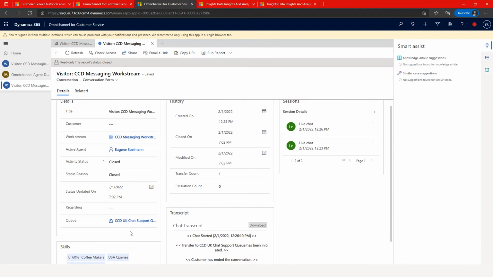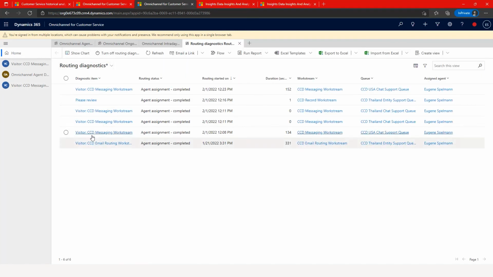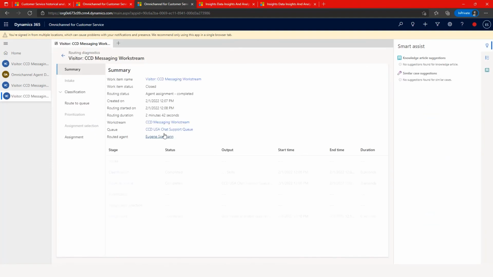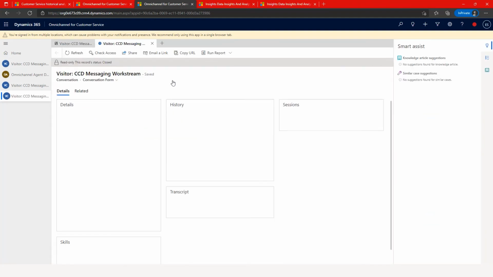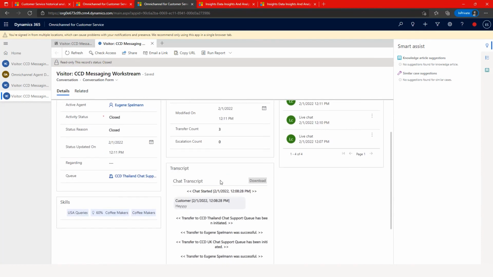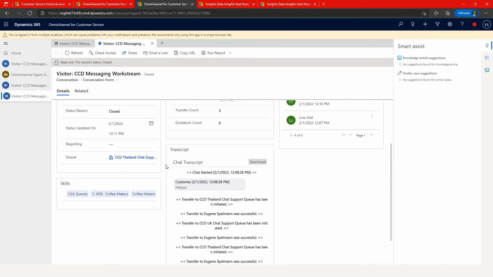Now, there needs to be some changes in the route to queue rule for such conversations. That's one. Let's say I investigate a few more things over here. If I open another conversation which got transferred in this time frame, I see that this conversation has been transferred 3 times. Earlier, it came to USA queue, then it went to Thailand queue, then again went to UK queue, and there are multiple transfers happening. So what is happening over here, and you see what are the skills that were needed for this kind of conversation.